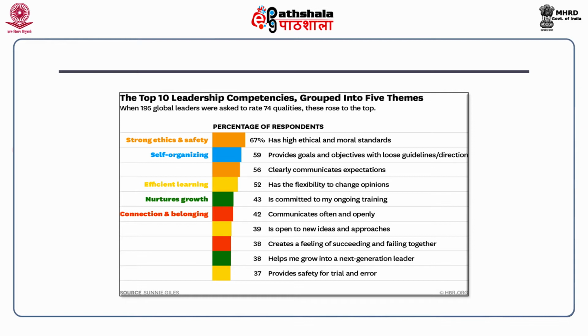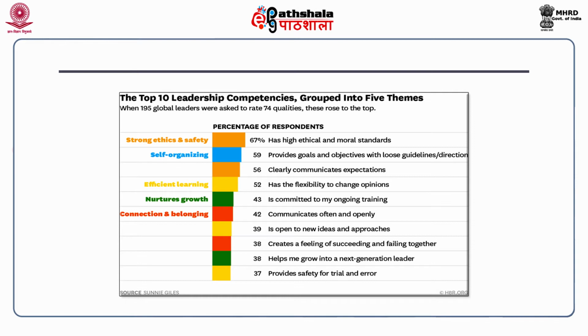One is strong ethics and safety: 67% have high ethical and moral standards. Second is self-organizing, which was 59%. That is, it provides the goals and objectives with loose guidelines and direction. 56% report clearly communicated expectations. Next is efficient learning: 52% have the flexibility to change their opinions and nurture growth. 43% say it is a commitment to ongoing training, connection and belonging.